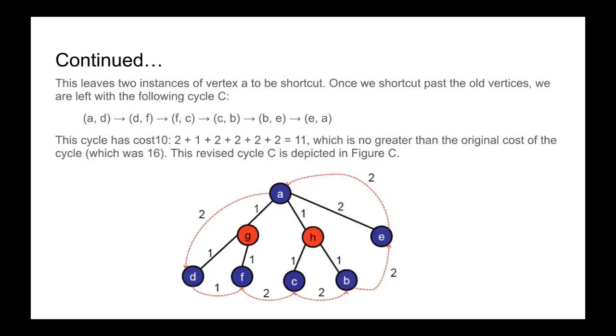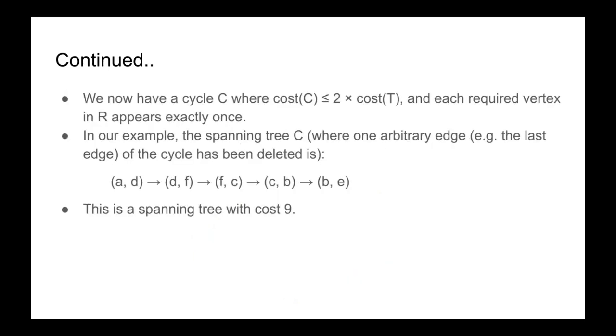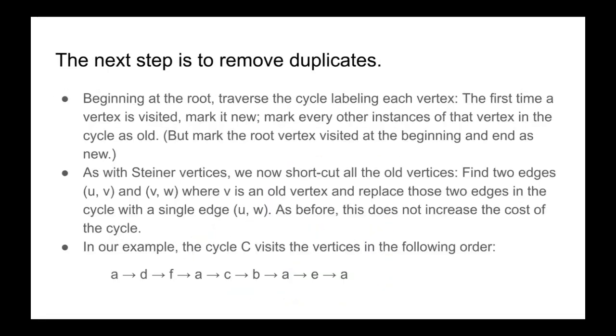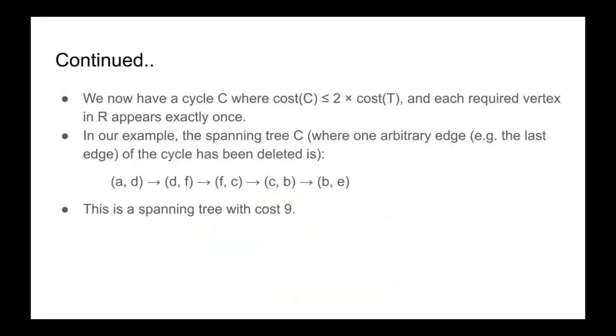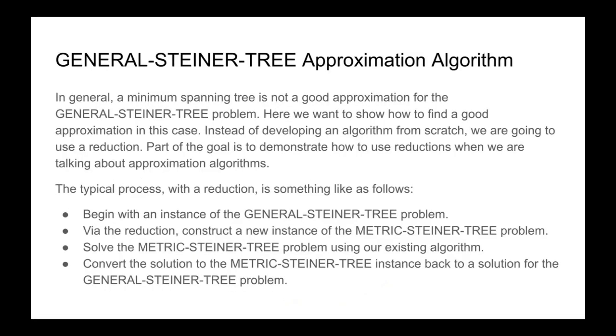If we keep adding 2 plus 1 plus 2 plus 2 plus 2 plus 2, that adds up to 9. So that's 4 twos and one single one. So the spanning tree cost is 9, and that is a minimum spanning tree. So that's why we can say for the metric spanning tree, the optimal solution will be the minimum spanning tree itself.